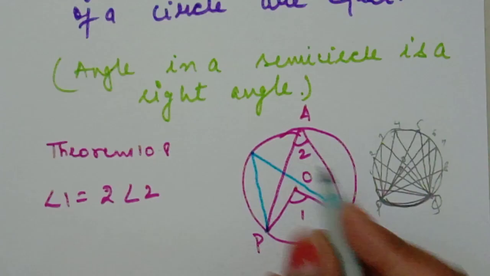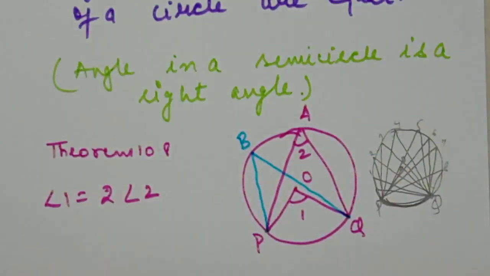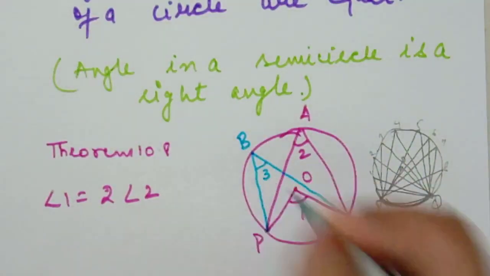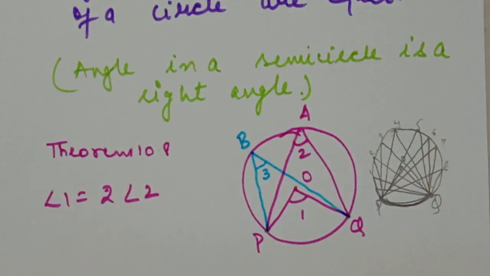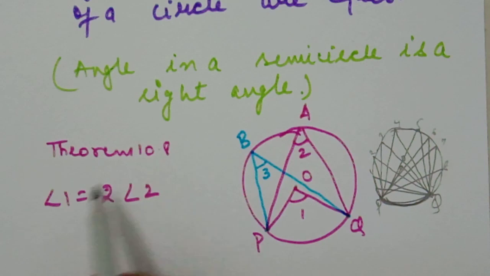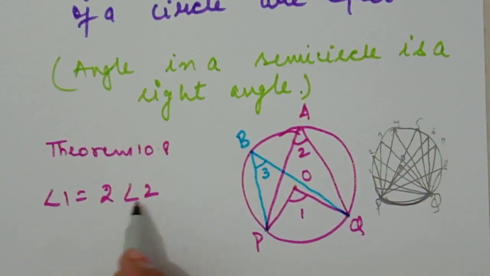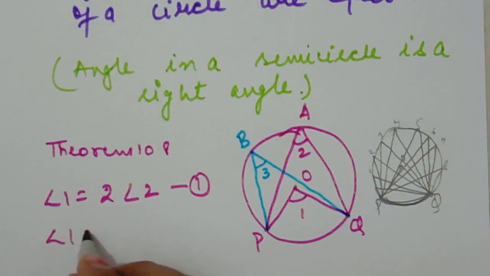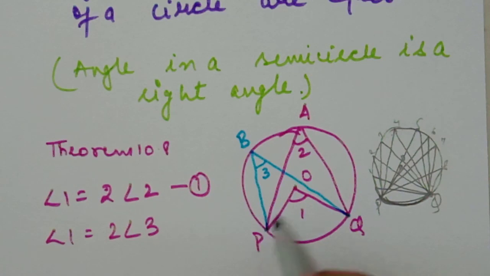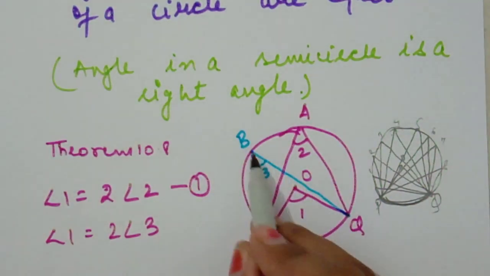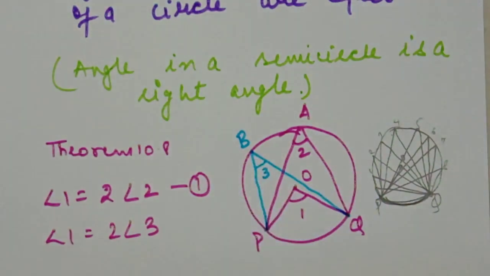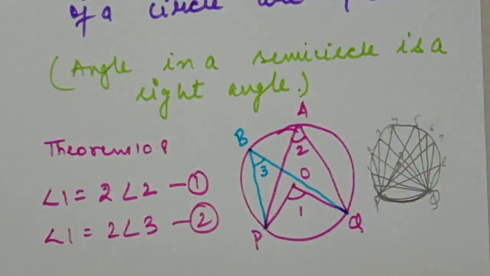So if I make another angle in our given diagram for theorem 10.9, the endpoints are P and Q here again. I will mark it as angle B and angle 3. So students, according to our theorem 10.8, angle 1 is equal to double of angle 2. This is equation number 1. We also prove that angle 1 is equal to double of angle 3 because it follows the same rule. This angle 1 is made by this arc at the center of the circle and this angle 3 is made by the same arc at the remaining part of the circle. This is our equation number 2.